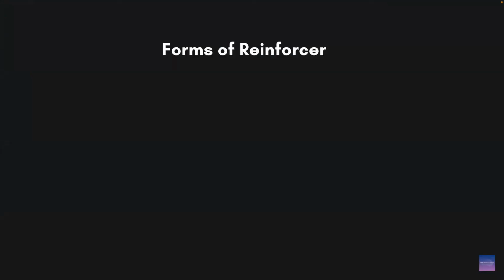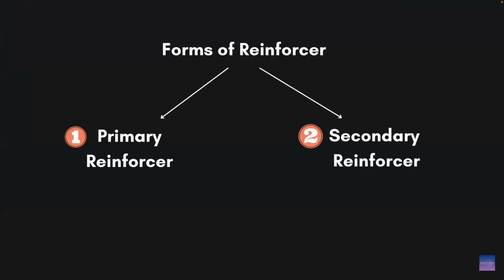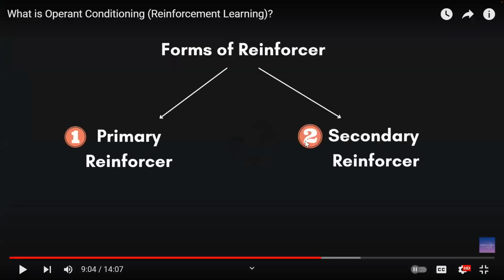Now, there are two forms of reinforcers. We have primary reinforcers and secondary reinforcers. Even though we learn primary, secondary, or social reinforcers, in here we have learned 5 reinforcers: primary, secondary, positive reinforcers, negative reinforcers, and social reinforcers. But in this video, we discuss primary and secondary, as well as positive and negative. Let's see.